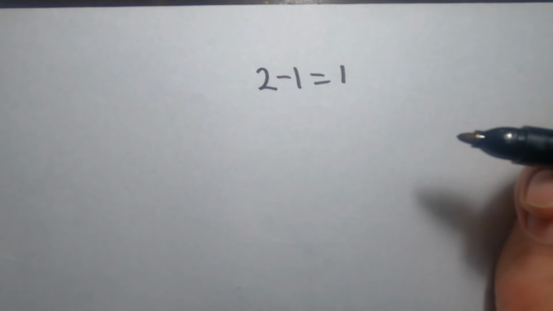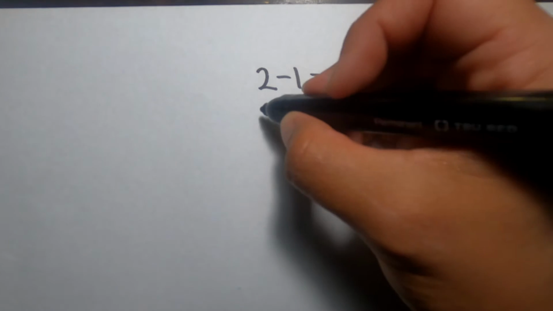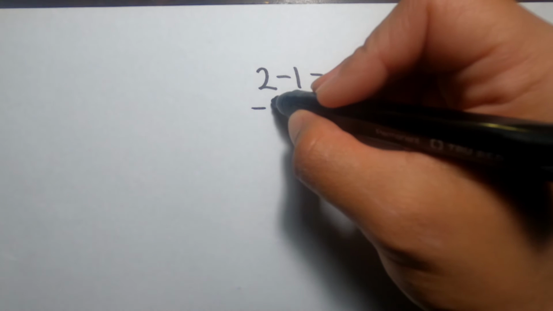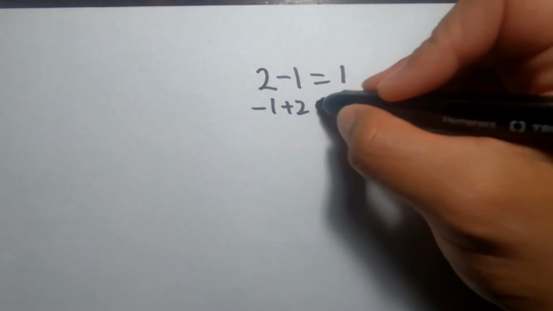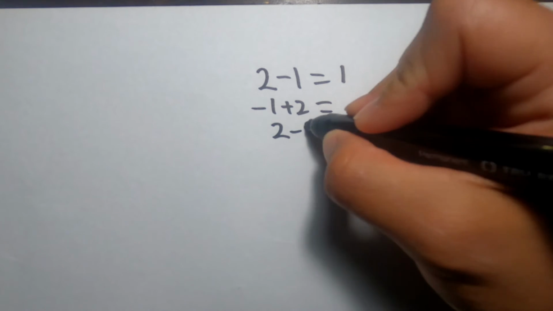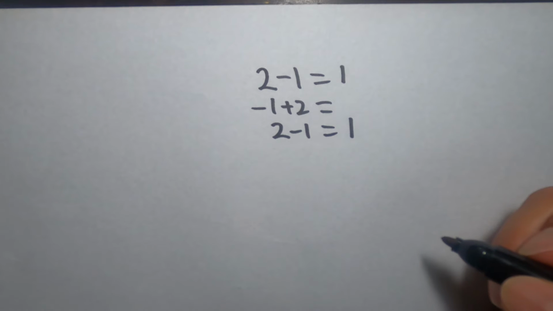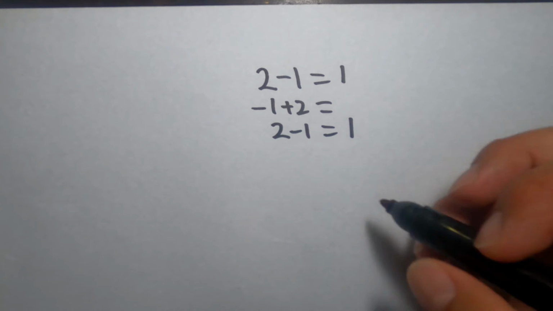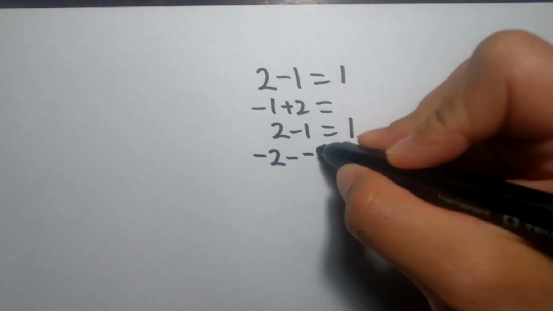When we think of something like 2 minus 1, we know that that equals 1, because we're taking 1 from 2. And if we do something like negative 1 plus 2, it's basically the same thing as 2 minus 1, which is 1. But what happens when we do something like negative 2 minus negative 1?